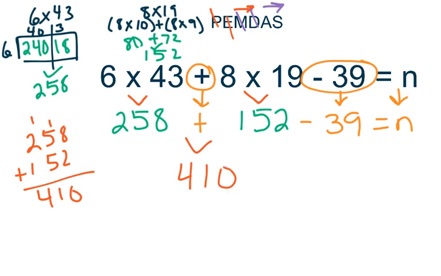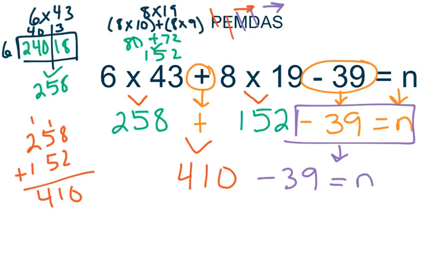And then I have to bring the rest of my problem down. So the rest is right here. I'm going to bring this on down. My minus 39 equals n. My final step is to solve through subtraction. So 410 minus 39. I can come over to here where I just added and I can write that minus 39 to make sure I subtract correctly. I have to borrow and carry and borrow again.